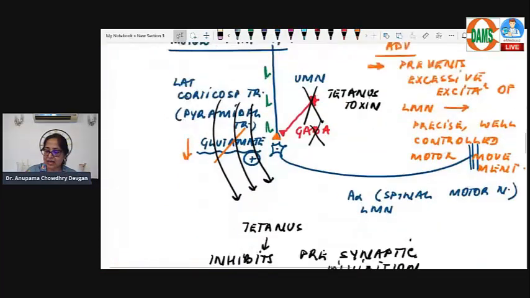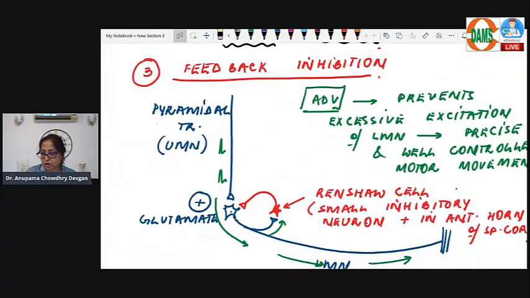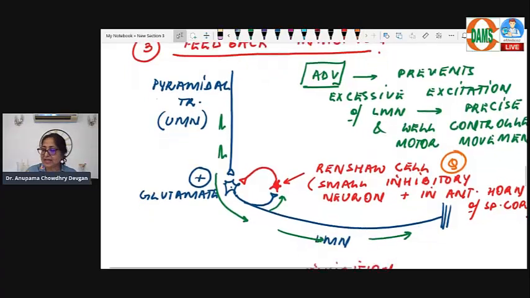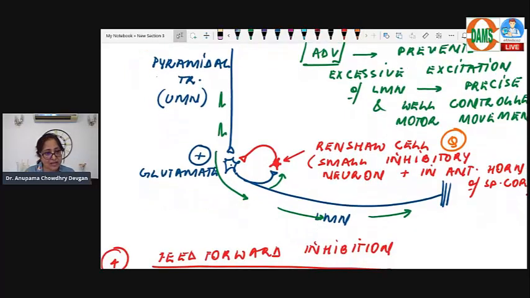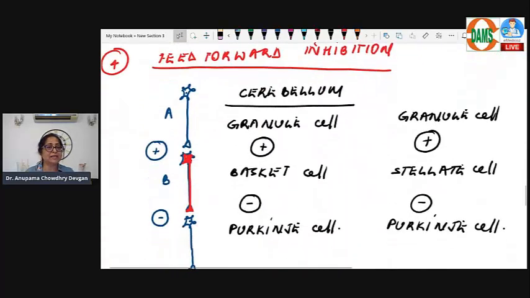What is feedback inhibition? This is also known as the Renshaw cell inhibition. The Renshaw cell is a small neuron present in the anterior horn of the spinal cord, has been asked as a question, and this causes a feedback inhibition of the same alpha motor neuron. What is the advantage? Precise, well-controlled motor movement. Feed-forward inhibition, typically seen in the cerebellum: A excites B, but B inhibits C. Granule cell excites a basket cell, which inhibits a Purkinje cell.